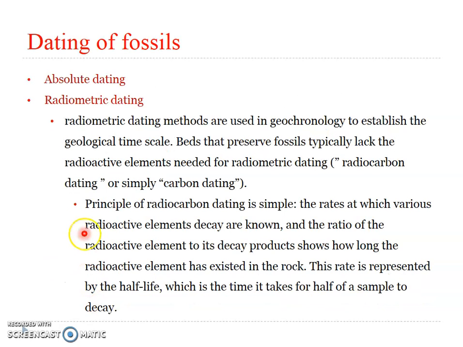Now, absolute dating, mainly through radiometric dating. Radiometric dating is used in geochronology to establish the geological time scale. That is, we are finding out the age of the fossils. But what do we do here? It is done by using radioactive elements. Radiometric dating is usually by way of using radioactive elements.